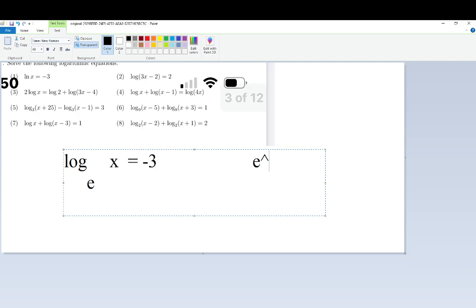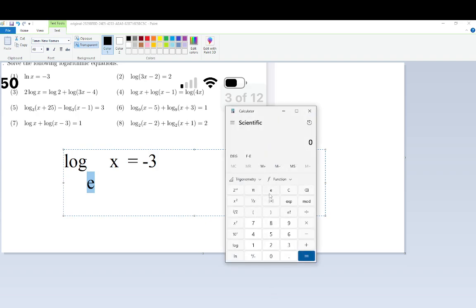Well, e to the power of negative 3, we rewrite it in terms of exponents. It's going to be x. So x, whatever's here, is always the result we're trying to get. This is always the exponent on the right, and this is the base. So I just take my calculator, and I take the symbol e, 2.718, and I put it to the power of -3.